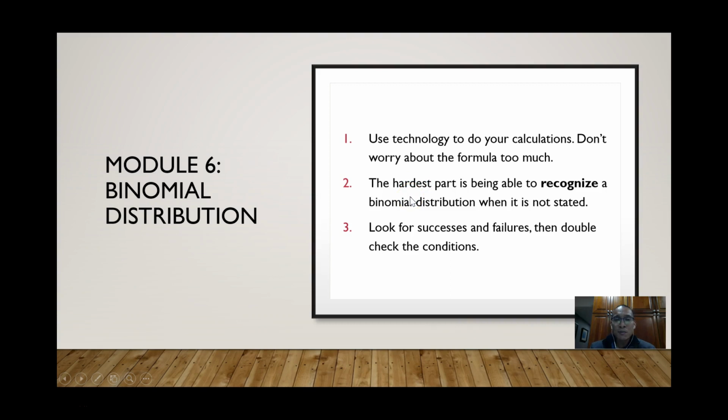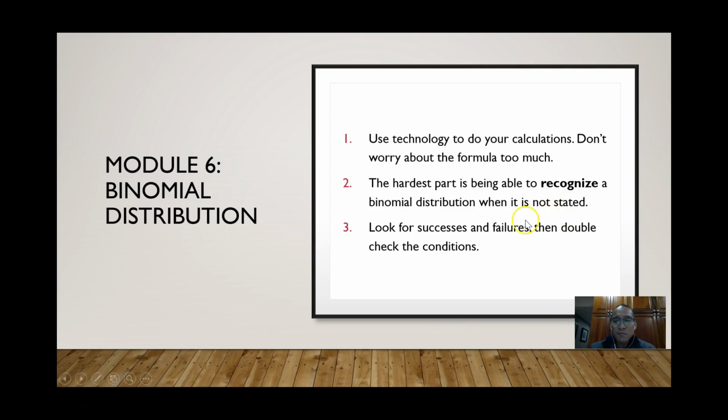Second, the hardest part about these calculations is not even the calculation itself, since we do have access to technology. The hardest part will be to recognize when we actually have a binomial distribution in the first place, especially when it does not tell you it's binomial. So make sure you read carefully on the conditions of what makes a binomial distribution and also how we know when to use it. And that's going to be the key to then just take out your calculator and do the calculations as required.